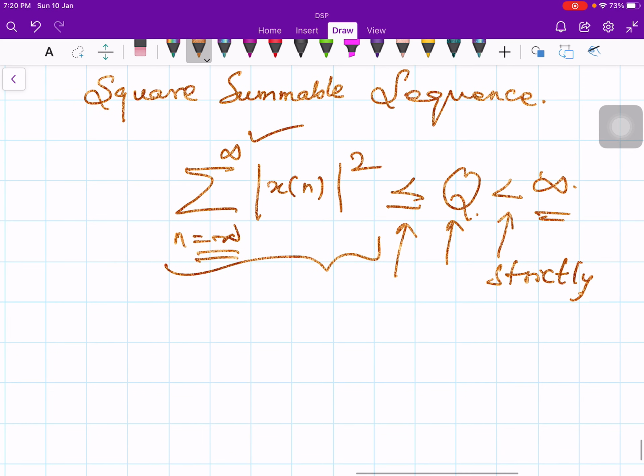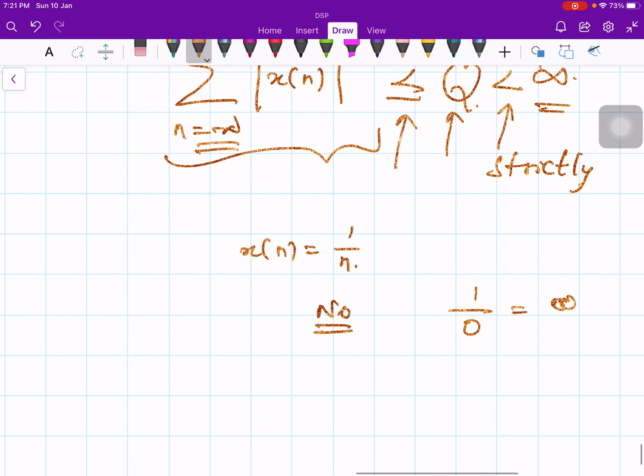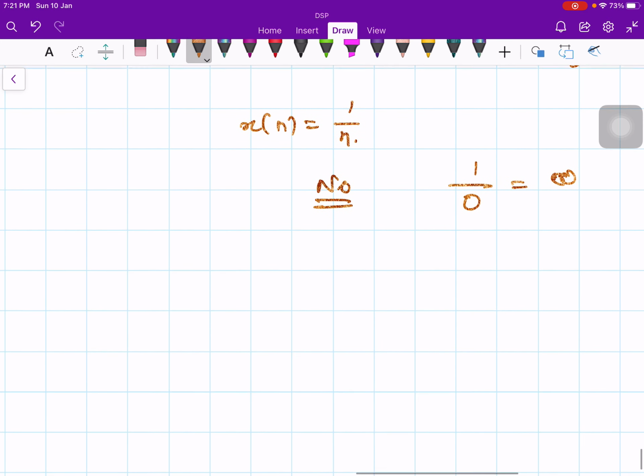For example, suppose you have a sequence x of n equal to 1 over n. Now the question is, is it absolutely summable? The answer is no. Why? Because you have 1 over 0 at n equals 0, right? What is 1 over 0? Infinity. So if it is infinity, then it is not square summable, right? Infinity square, it is not.